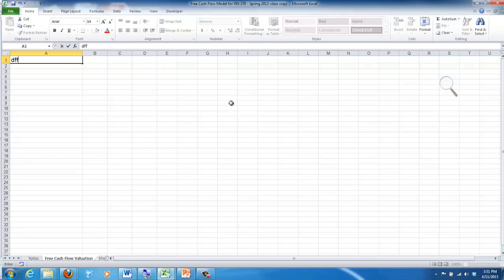Yeah, that'll work. So I want to calculate the free cash flows for the firm and then the valuation. We'll need some information about the firm in order to do this. We need to know the tax rate.